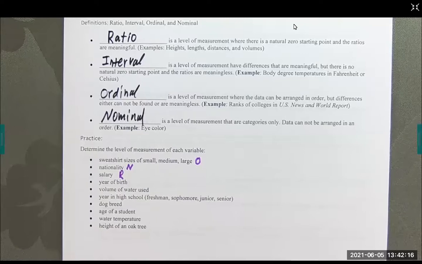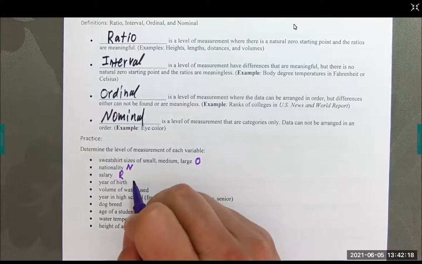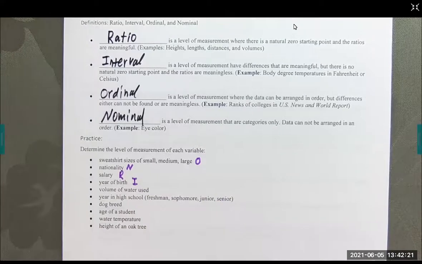Year of birth. This can get a little confusing. This is actually interval, because the years that we have assigned to our various years, for example, this video is being made in 2021, there really is not a natural zero. There's no zero, because time existed before zero, the BCE and so on. So there really is no natural zero. And you wouldn't say that a tree that was 1000 AD and then a tree that's 2000 AD is twice as old or something like that. It just doesn't quite work that way. So we say interval.